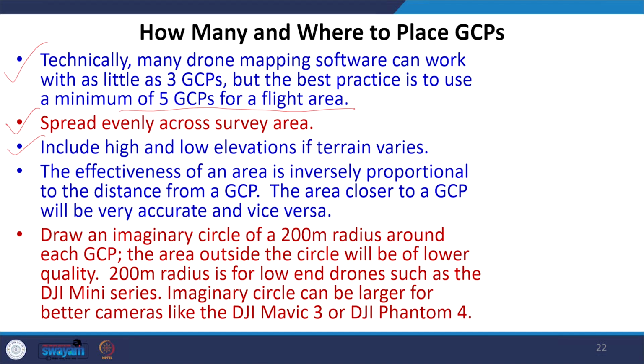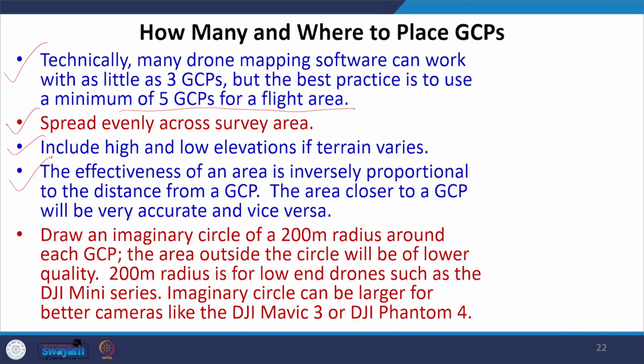The effectiveness of an area is inversely proportional to the distance from the GCPs. You will find at the end that the areas which are closer to the GCPs are very accurately mapped, and the areas which were away from the GCPs still have distortion in the data.